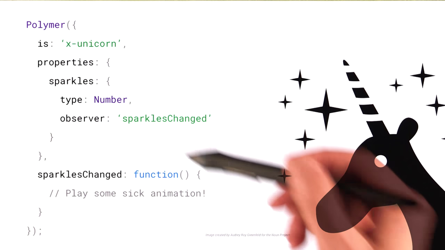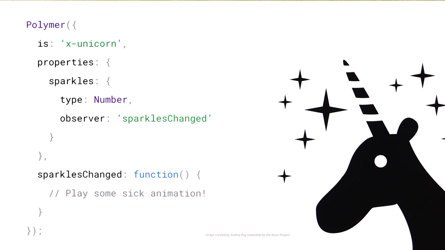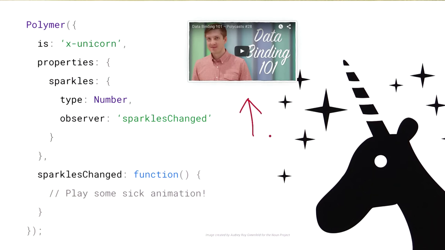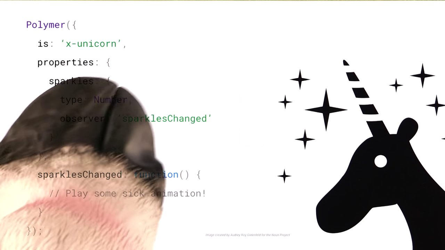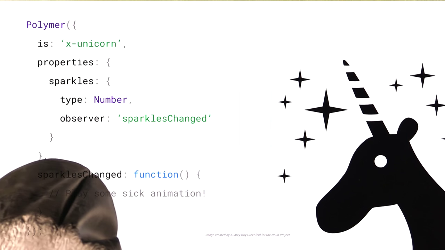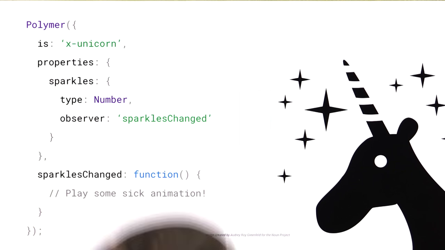A declared property can have an observer method that runs every time that property changes, and I showed how that worked in a few episodes prior, so if you haven't seen that, you can go follow this link right here to check that out. But basically, what I've got right here is this x-unicorn element. It has a property called sparkles, and an observer that I've defined called sparklesChange, which is this function down here that'll run anytime sparkles is updated. So that's the first kind of observer function.